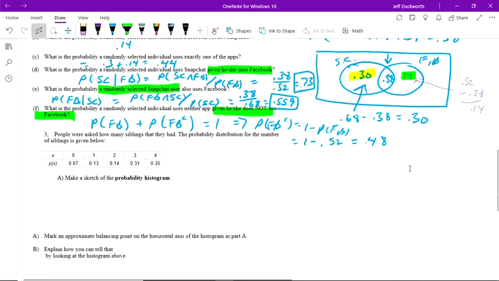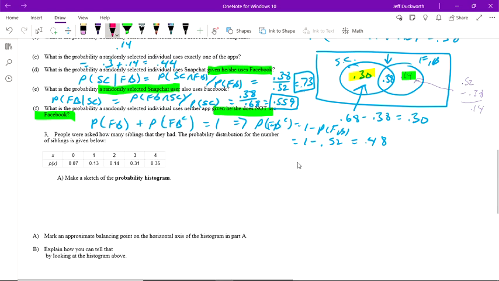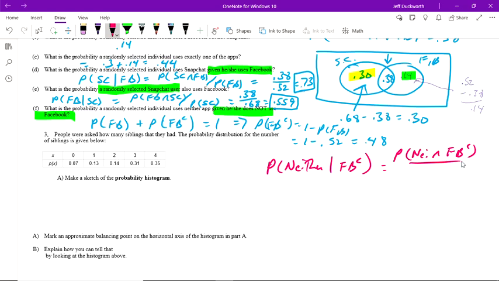Let's scroll down a little bit to give ourselves a little bit more room. Okay, so what we want is ultimately the probability of neither, given that they don't use Facebook. So Facebook complement. Well, that's the intersection of these. Neither, wrong symbol. Neither intersect not Facebook over probability of not Facebook.